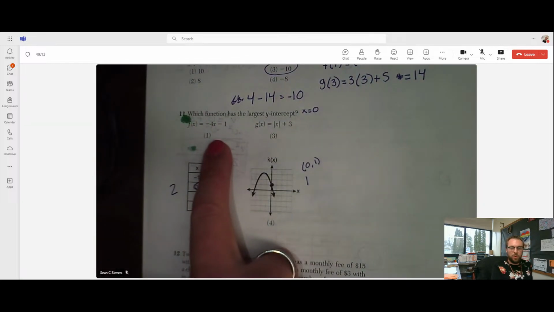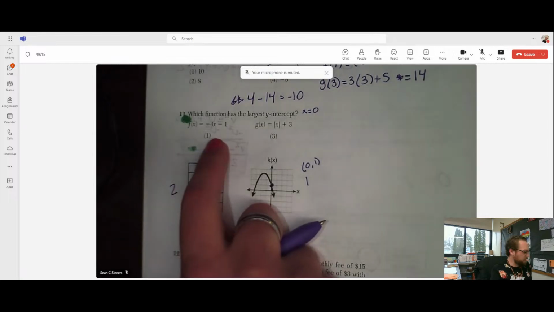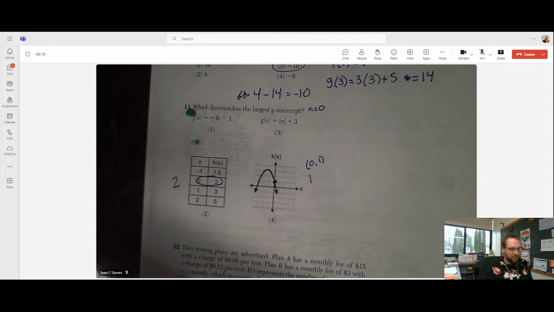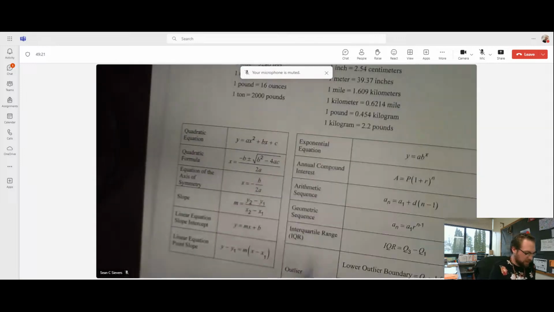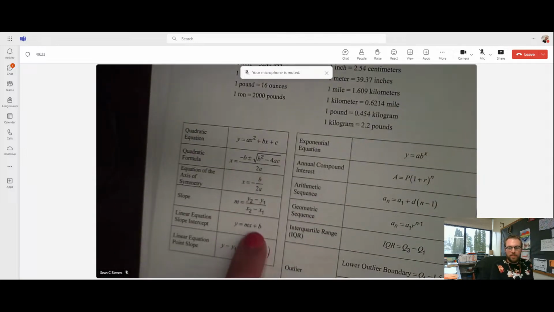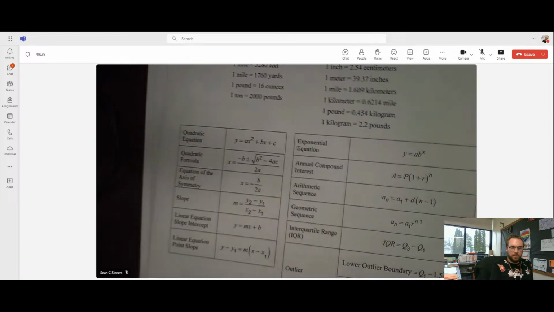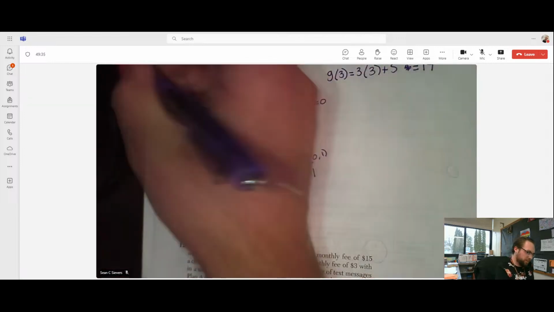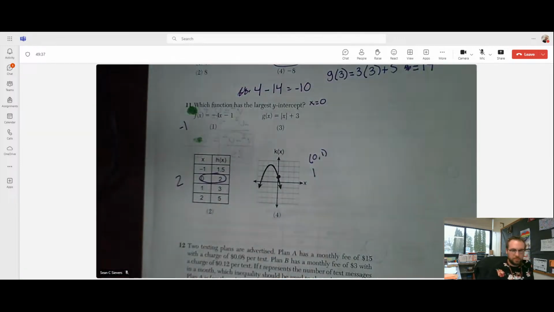Now, answer choice number 1, this is in slope-intercept form. So looking at the new reference sheet that you guys don't have a copy of just yet, we have y equals mx plus b. Remember that this b value is the y-intercept. So looking at this equation, our b value is that constant, which is negative 1. Okay.